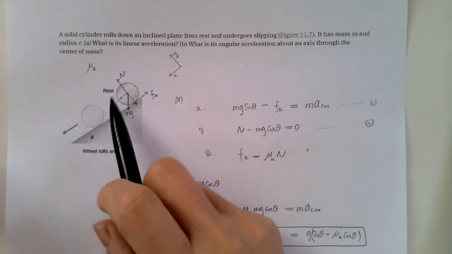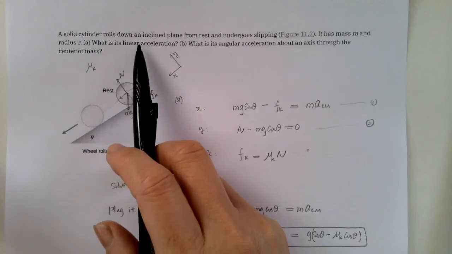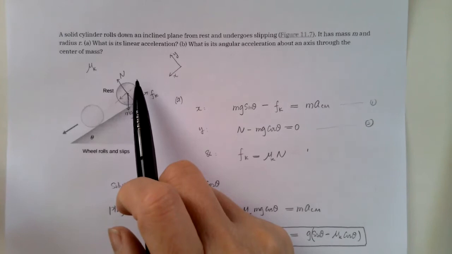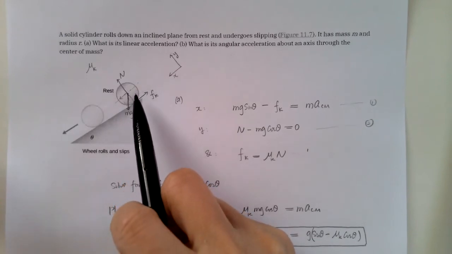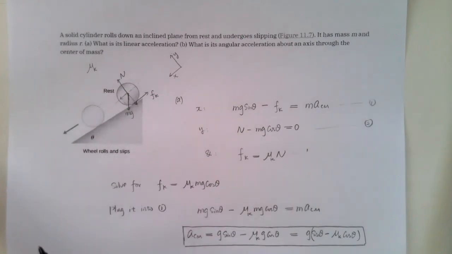And now we need to answer two questions. Number one, we still want to find out the linear acceleration of the center of mass. Second, we want to know the angular acceleration of this cylinder around its own center of mass. So still two questions here.